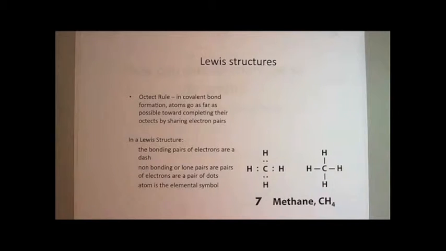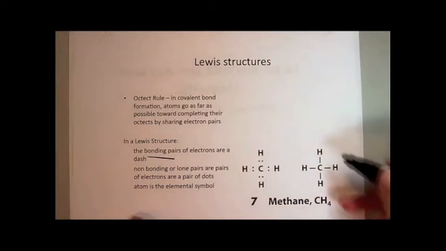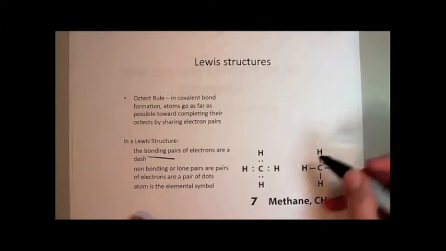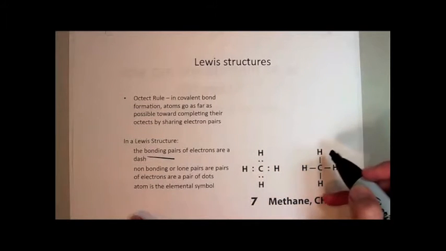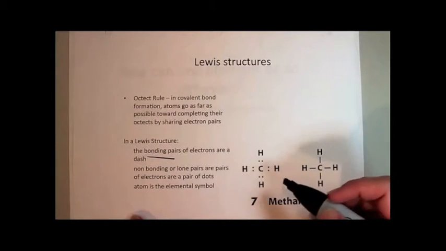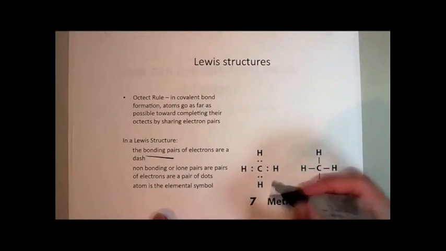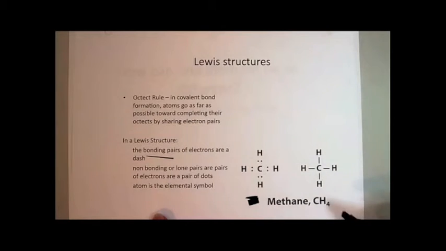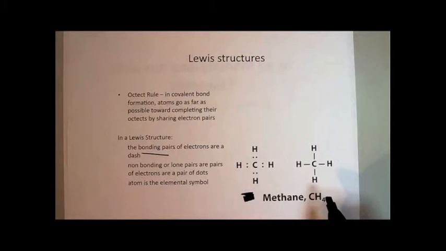All right. So in the Lewis structure, the bonding pairs, this is a review from the end of the last lecture, are a dash, and the non-bonding pairs we will leave just as dots. Okay, and then the atom is the elemental symbol. Now, in this particular example, methane, and ignore this number, it shouldn't be here. In methane, you've memorized this. Methane is the chemical formula CH4.